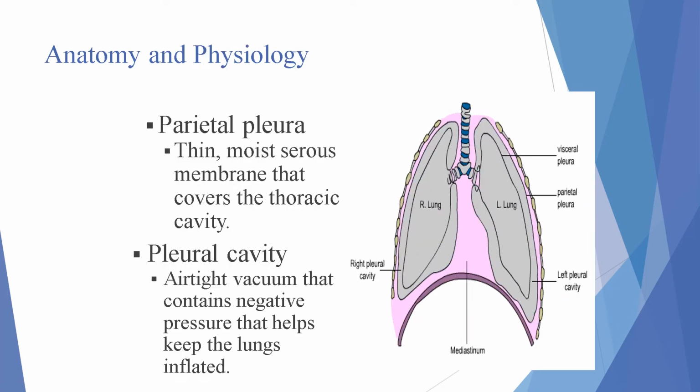So now physiology, the parietal pleura. It's a thin, moist membrane, as we were talking about before, that covers the thoracic cavity, and it's the pleural cavity, the airtight vacuum that contains negative pressure that keeps the lungs inflated. There's negative pressure inside the lungs, more negative than the outside pressure, and negative pressure in the pleural spaces that keeps the lungs pulled. All that negative pull together keeps the lungs open as well.